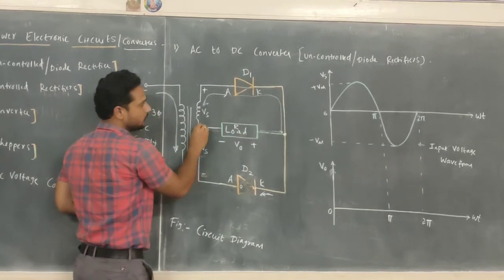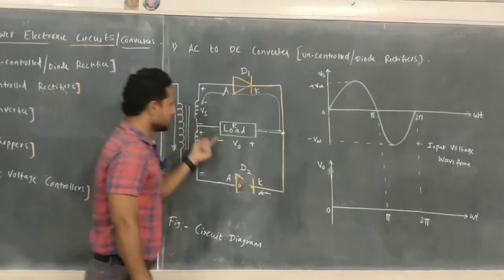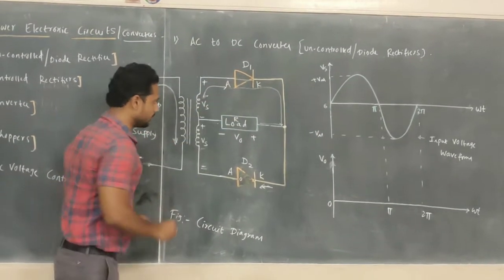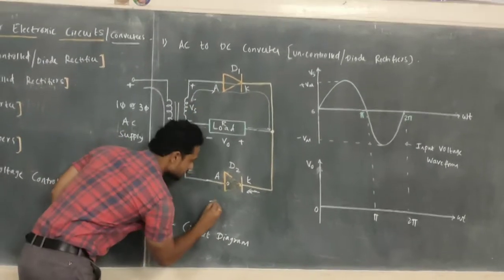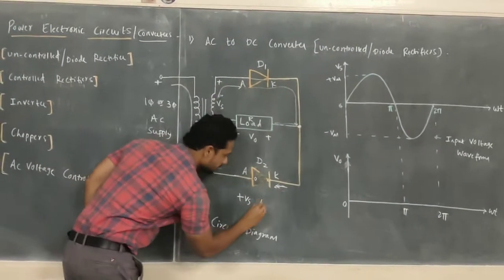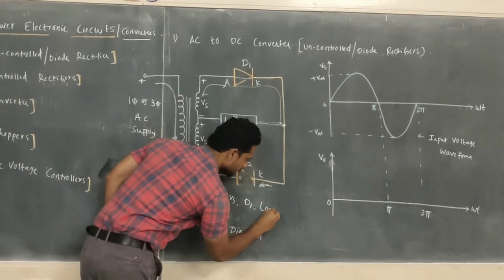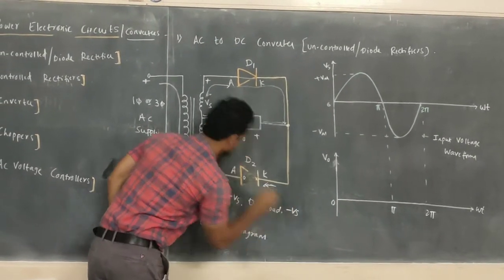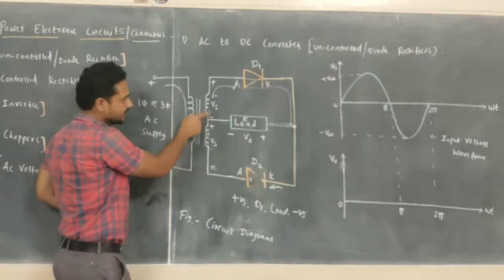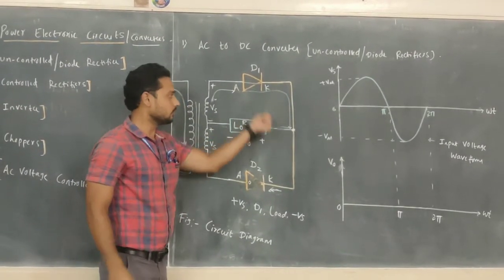So therefore during positive half cycle of input voltage, from 0 to pi, the direction of flow of current starts from this positive Vs, then diode D1, then it flows through the load and comes back to this negative terminal of the supply voltage, that is the secondary voltage. Now we have found the direction of flow of current.